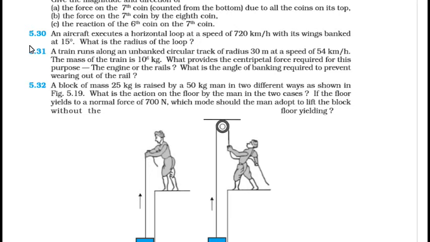Now we'll do question 5.30. An aircraft executes a horizontal loop at a speed of 720 km per hour with its wings banked at 15 degrees. What is the radius of the loop? So let us see the solution.